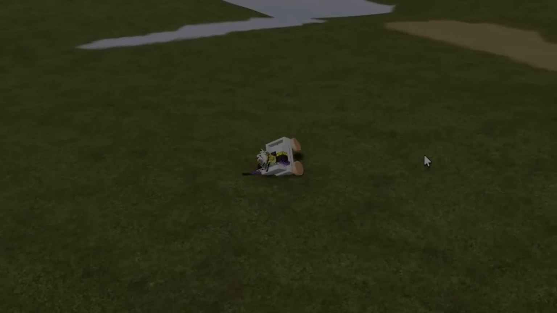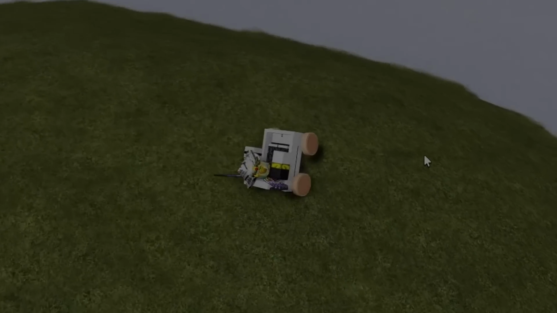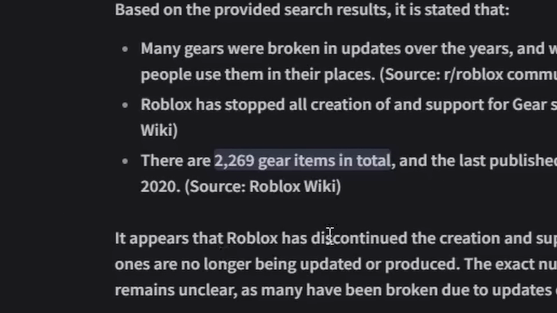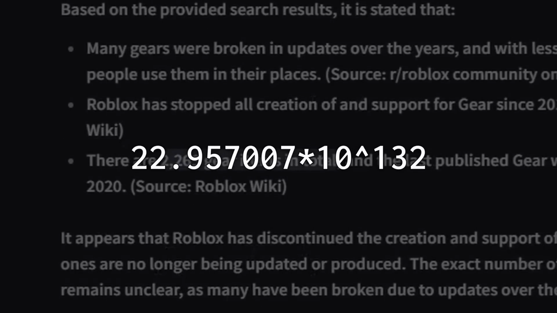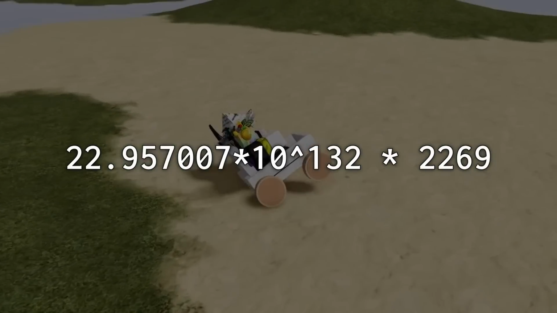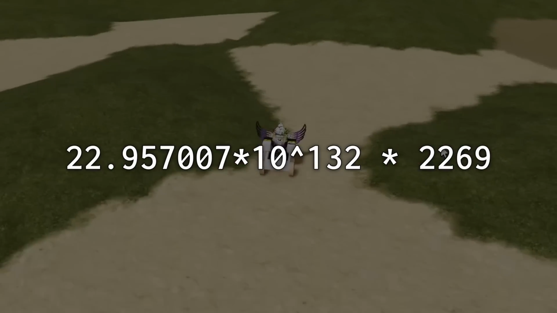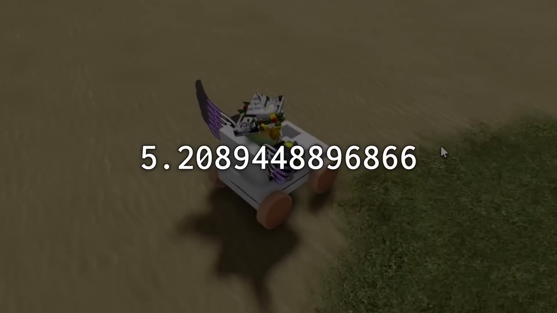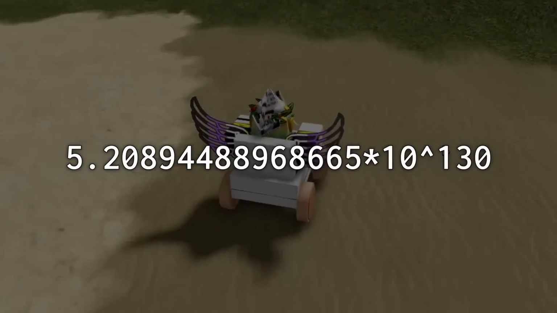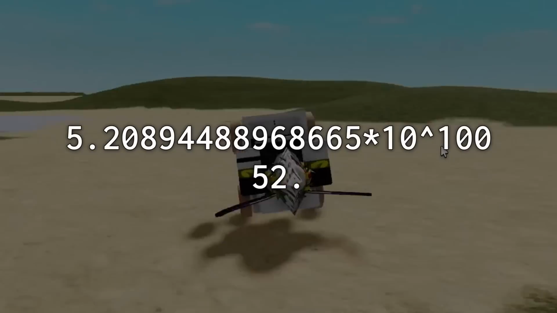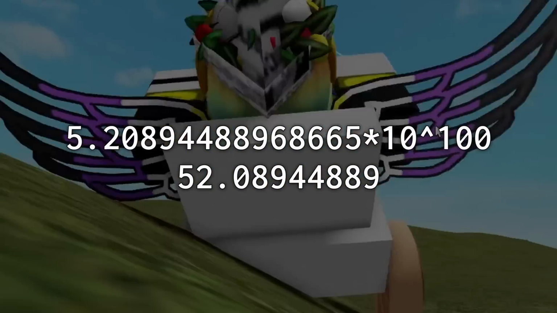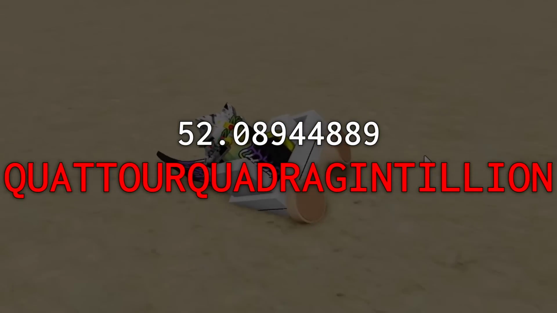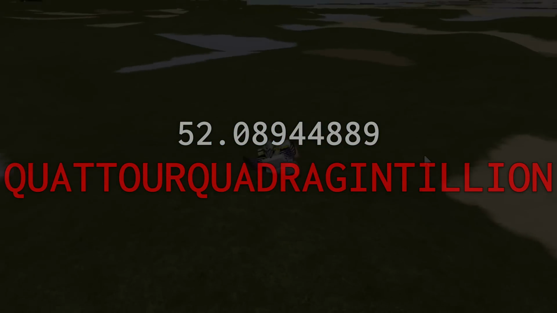Finally, all we need is the gears, because those count, I suppose. I checked, and it said there were only 2,269 in the catalog, so we multiply 22.957 trace quadrigintillion by that to get the final total thus far of 5.208944889686665 times 10 to the 136, or 52.08944889 quator quadrigintillion total avatars. And we aren't even remotely close to finished yet.